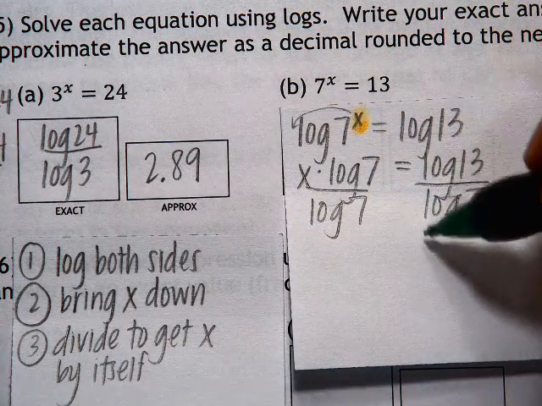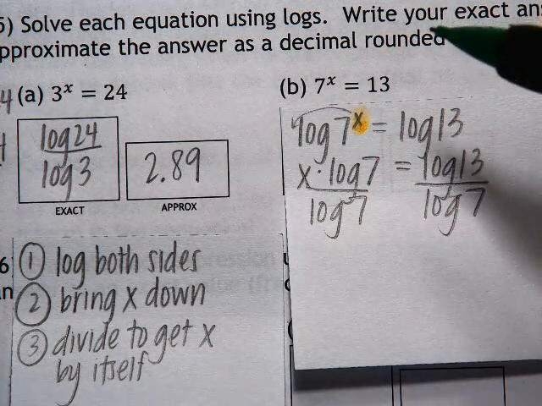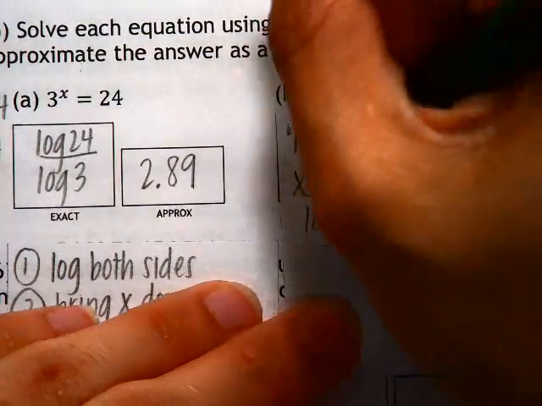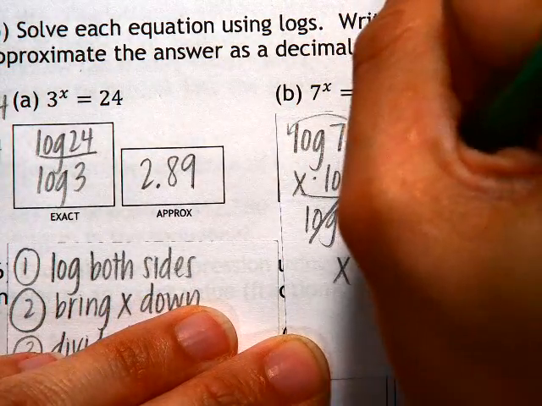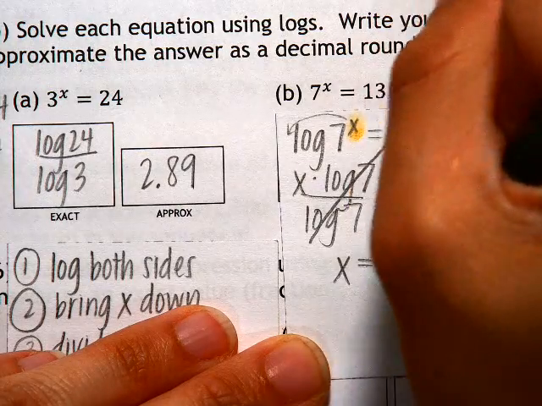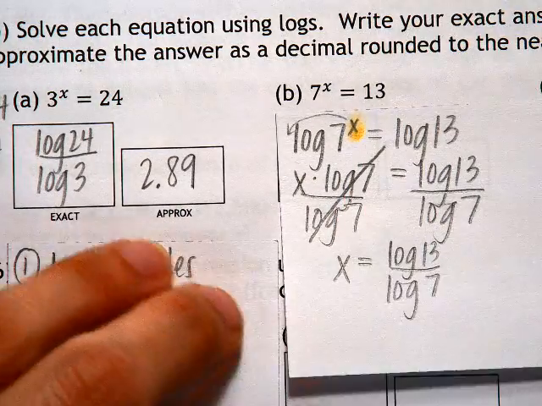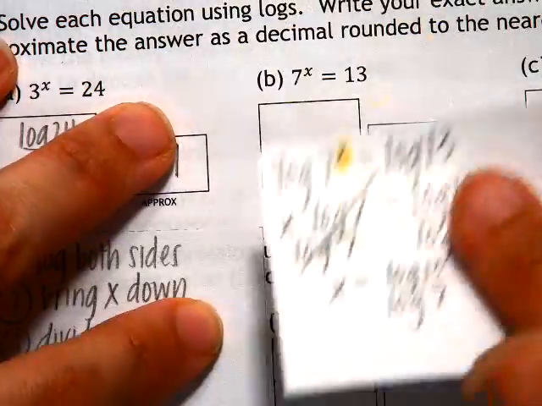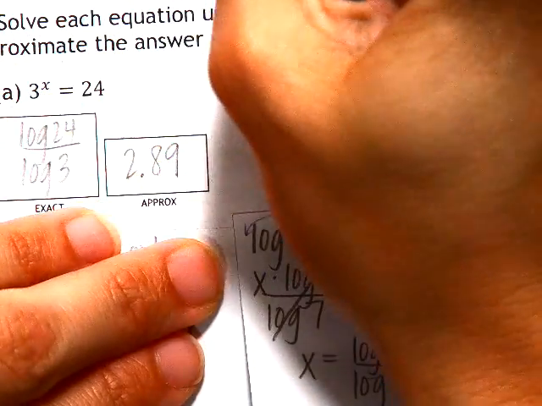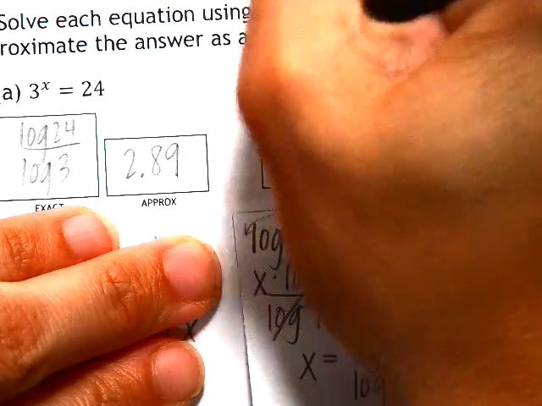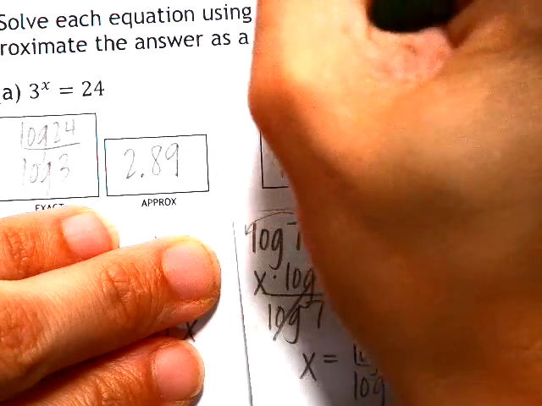And I'll divide on both sides because that's how algebra works. Whatever I do on one side, I do to the other side. Log 7's cancel, x is by itself. Now we have this funky fraction, log 13 over log 7. Looks weird, but that's what we call the exact answer. So I'll copy that into the larger of the answer boxes, log 13 over log 7.